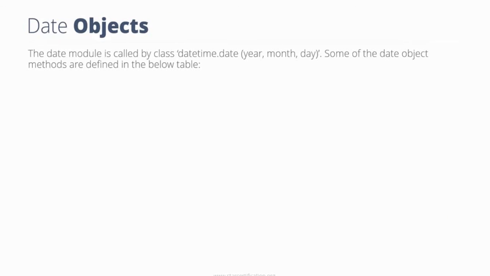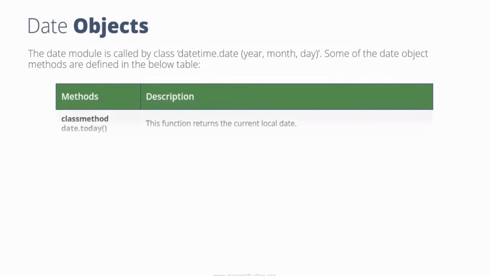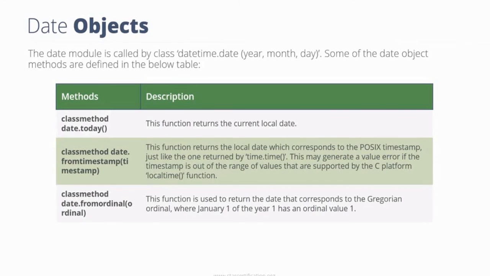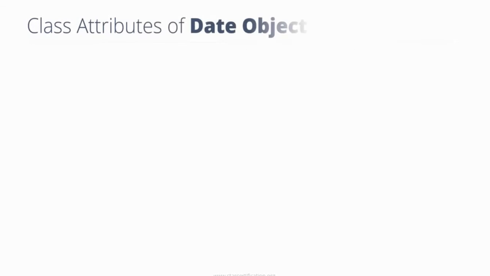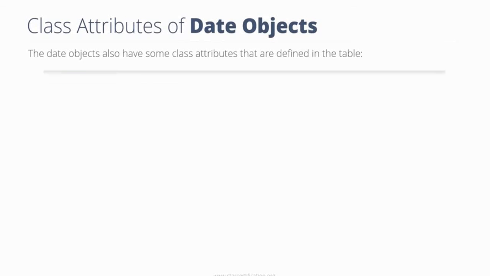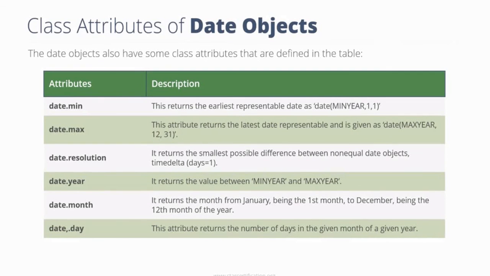A date object in Python represents a date, more precisely the year, month, and day of an idealized calendar, according to the Gregorian calendar. The date module is called by class datetime.date year, month, day. Some of the date object methods are defined in the table displayed on the screen. The date objects also have some class attributes that are defined in the table displayed on the screen.